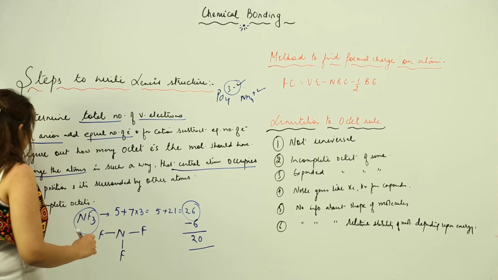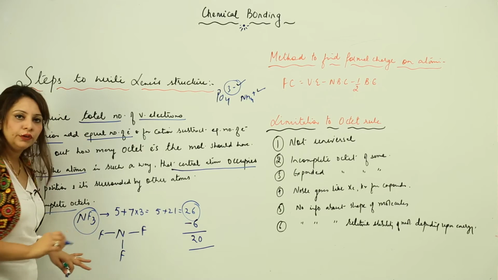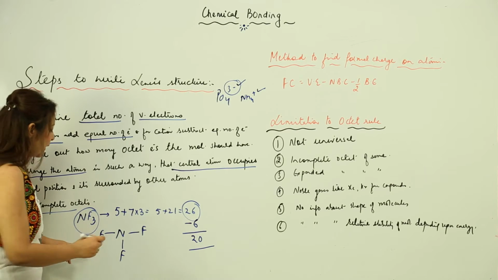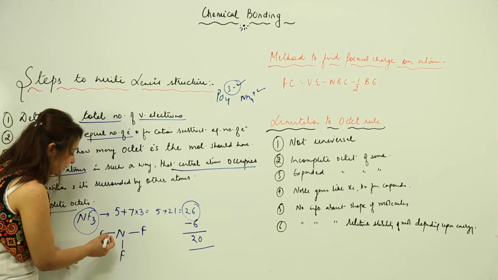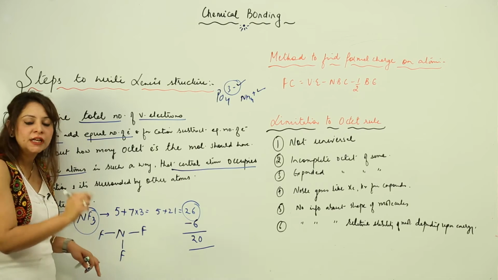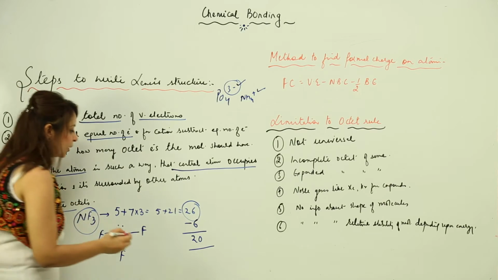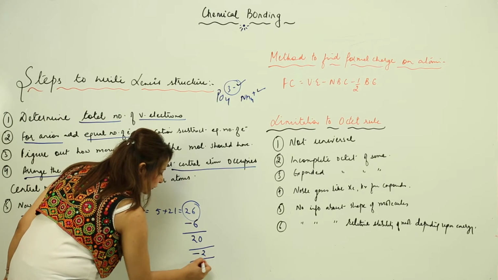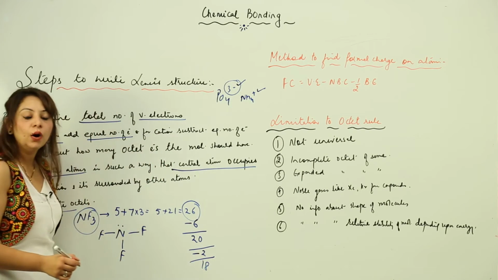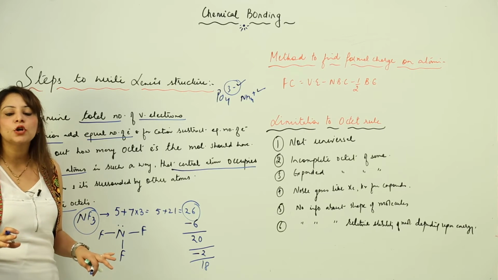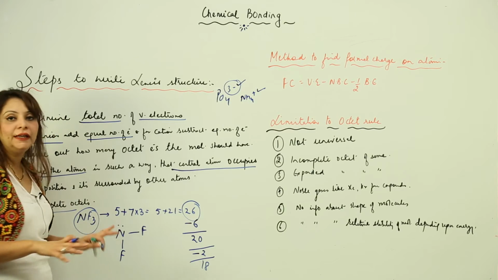Next, we need to complete the octets. First, we start with the octet completion of the central atom. As you can see, nitrogen already has 2, 4 and 6 electrons, so it is left needing 2 electrons. I will put 2 electrons here, so we subtract 2 electrons. We are left with 18 electrons now, and we need to arrange these electrons in such a way that the octet of all fluorines gets completed.